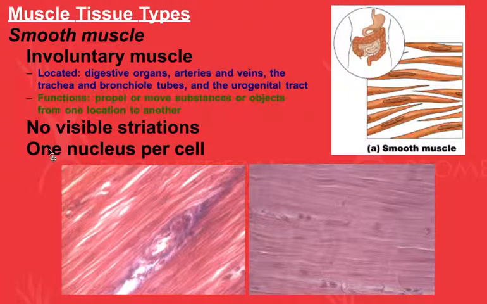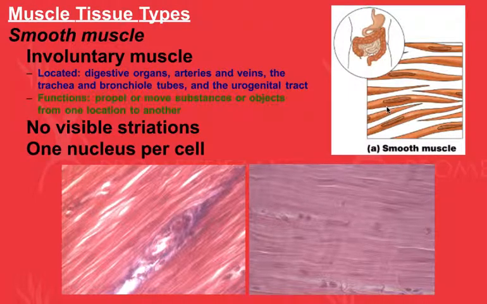And then our last type of muscle tissue is called smooth muscle tissue. Smooth muscle tissue is also involuntary, so you don't have any control over it. And it also does not have striations. It looks smooth instead of striped. And there's one nucleus per cell.